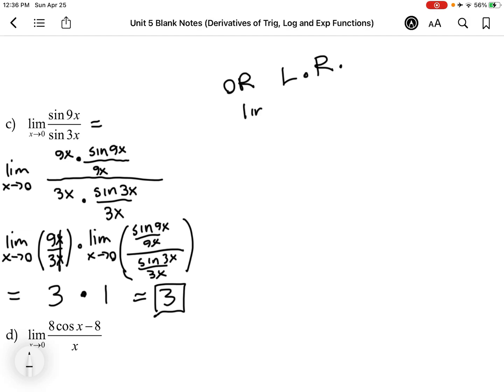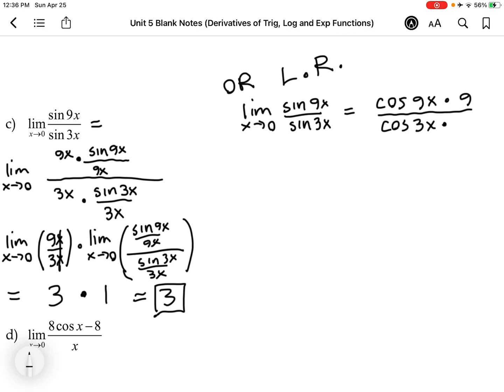Okay, so the limit as x approaches 0 of sine 9x over sine 3x will be the derivative of each of those, and that is the cosine of 9x times 9 over the cosine of 3x times 3. Sorry, I forgot limits. Let me erase that and fix that. It's equal to the limit as x approaches 0 of cosine 9x times 9 over cosine 3x times 3.